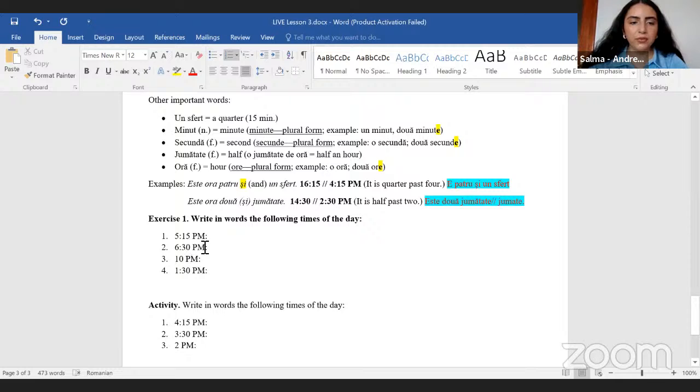So 5:15 p.m. or 5:15. So we need to add the verb first, este or e, ora 5 și un sfert. So it is 5:15. We need to add și, this is a must in this case. We need to add the verb, this is how we start.